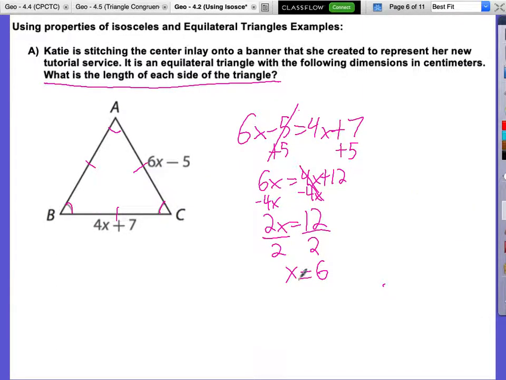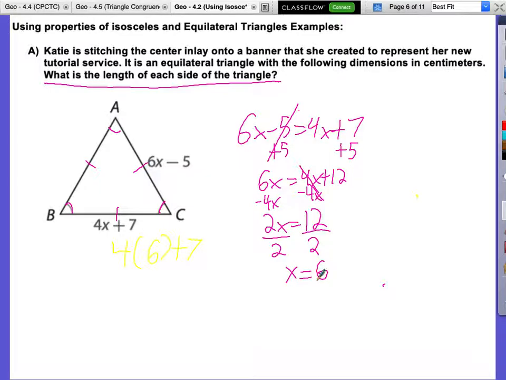Which one do you want to substitute it into? This one or this one? Or doesn't matter? Doesn't matter. They're congruent. I'll pick this one for you since this one has a smaller number, 4. Okay? So it'd be what? 4 parentheses 6 parentheses plus 7.